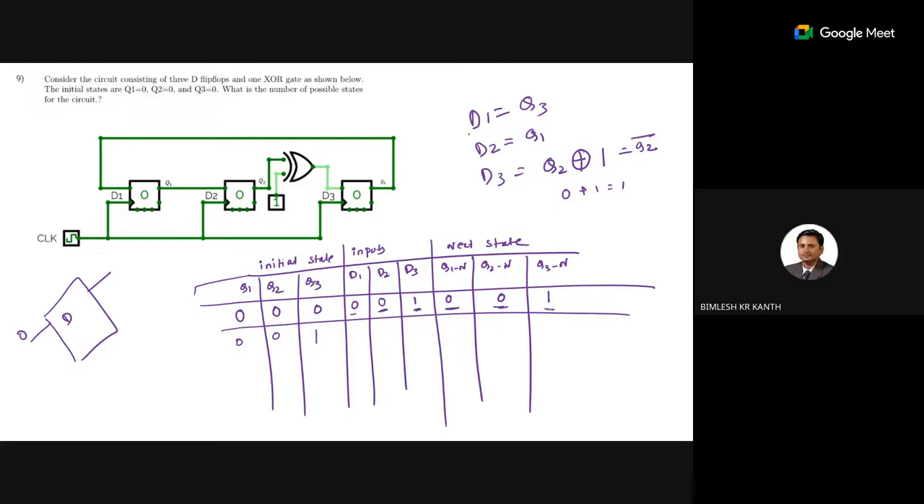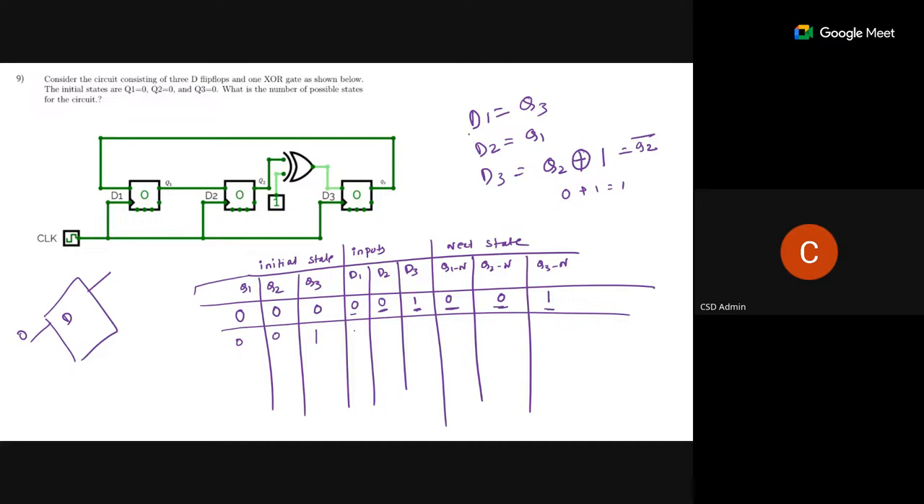Yes. So that is why, using D values, we are writing Q1 next values. Yeah, because it is a D flip flop, it will just forward the same input. And now those next values will be copied into the second row. Yeah, second state, because that's the current state now.